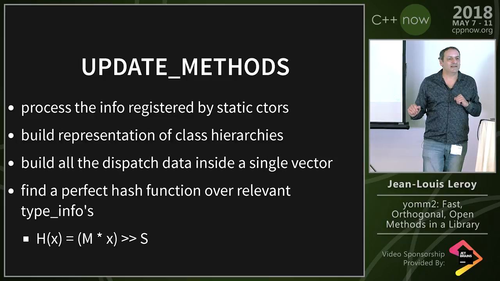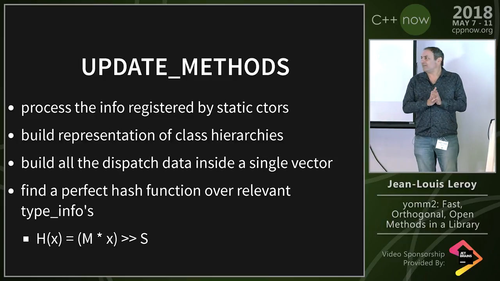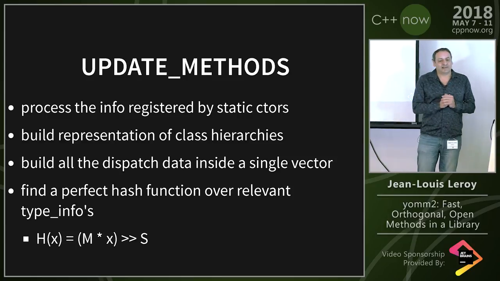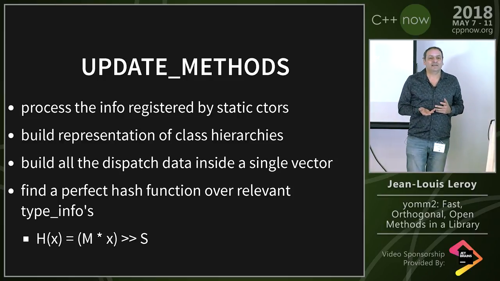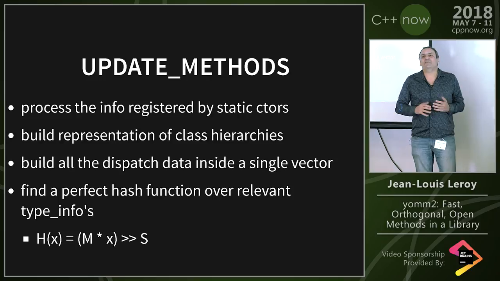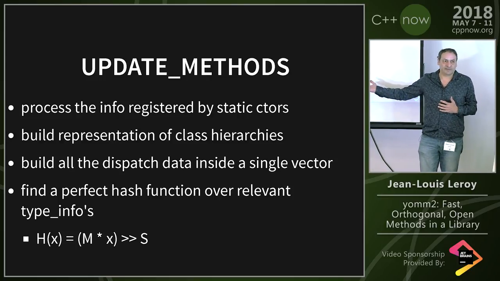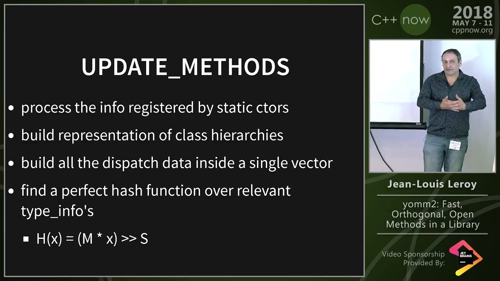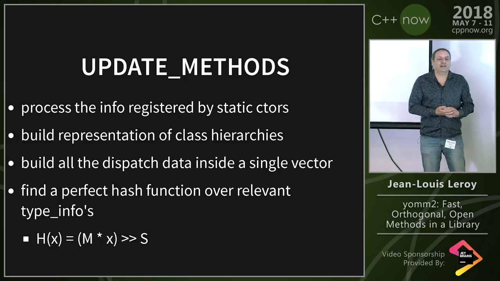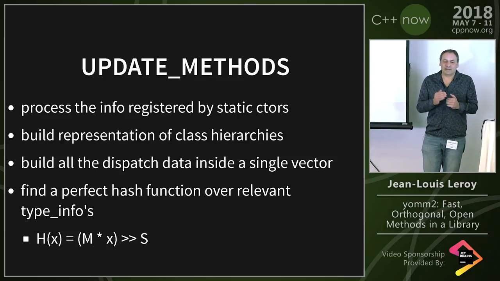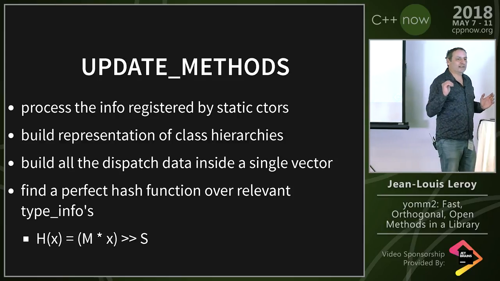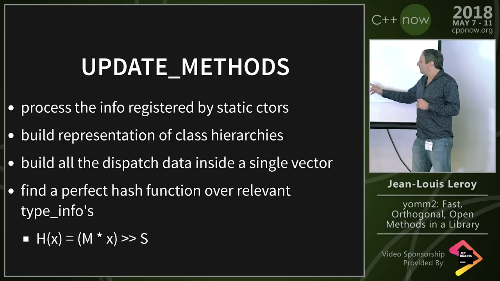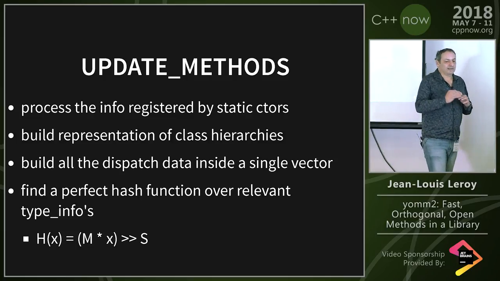Yes, question? So about how dense does it end up being? How dense? Well, it depends. How do I find M and S? It's actually very stupid. I use a random search. So if I have 17 classes which are concerned with methods, I have 17 addresses to hash, and I simply start with a target hash table of size 32, the next power of two. That gives me the value of S: in this case, 64 minus 5.